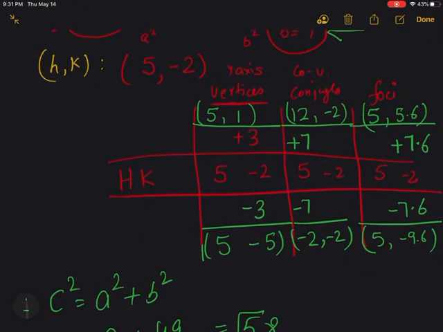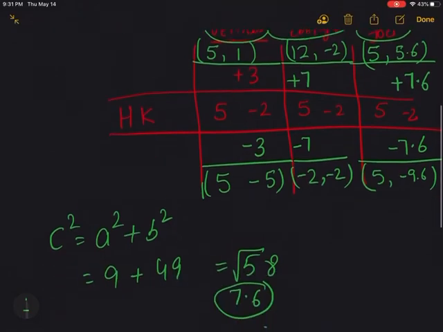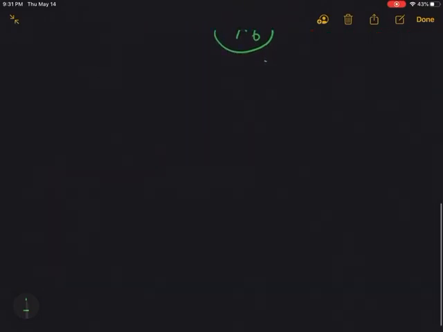So you'll be asked to find vertices, co-vertices, and foci. Again, you could do either. Graphing could be one way, or making this table would be another way. Okay, but I always prefer table over graphing.